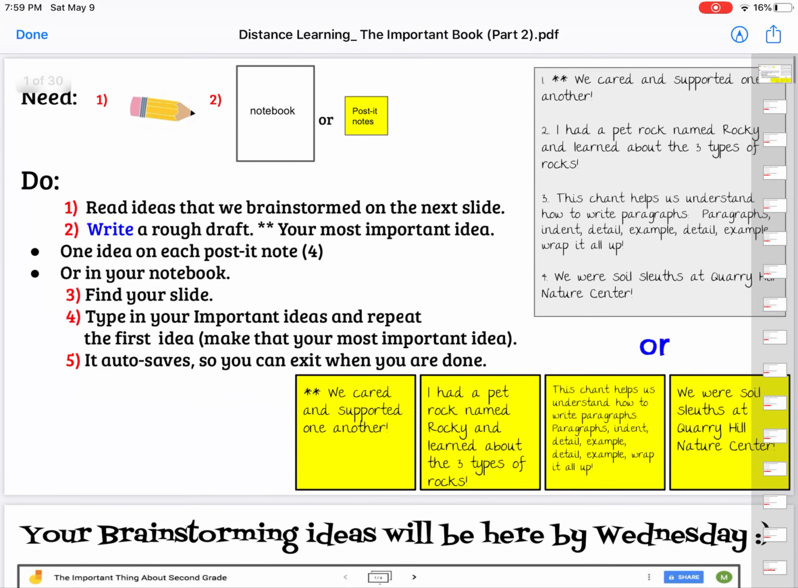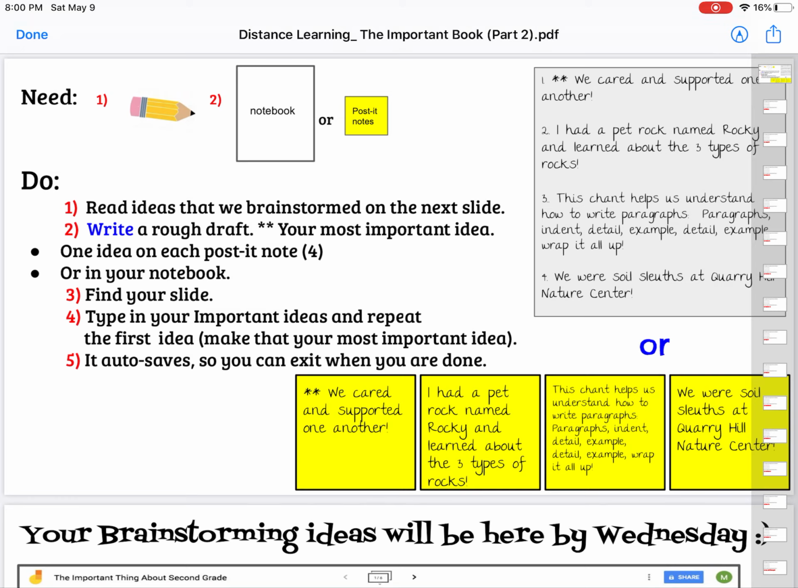Let's just go back to the first slide, and I'm going to explain what you're going to need to do. You're going to need a pencil, your notebook, or post-it notes. You're going to read the ideas on the brainstorming pages on the next slide or slides, and then you're going to write a rough draft. Your rough draft is going to be your most important idea, which I put 2 stars by. That's the one that we're going to write twice.